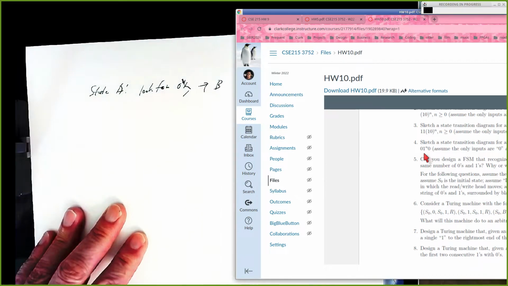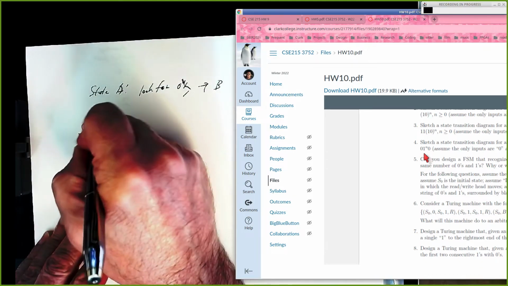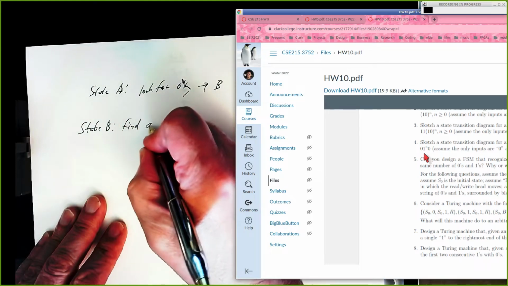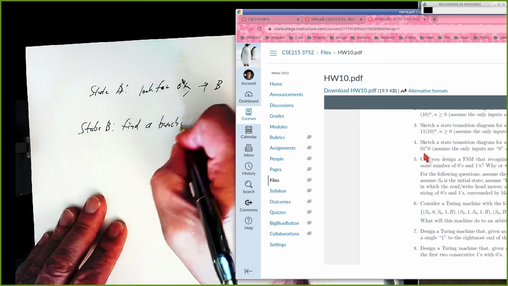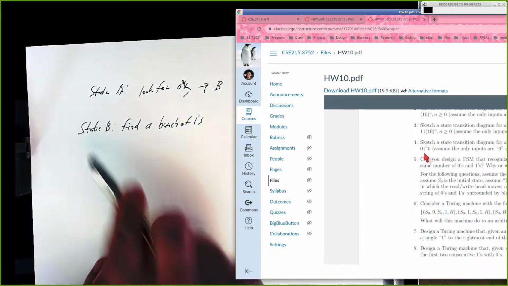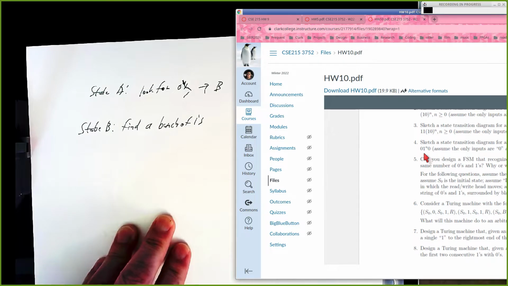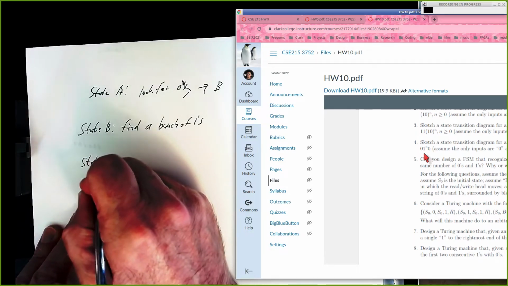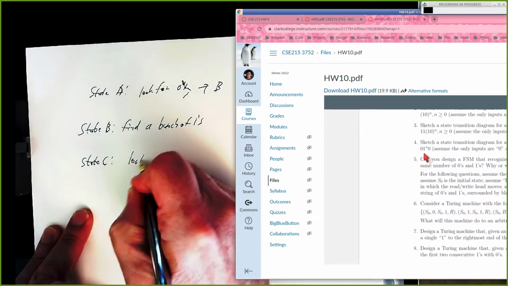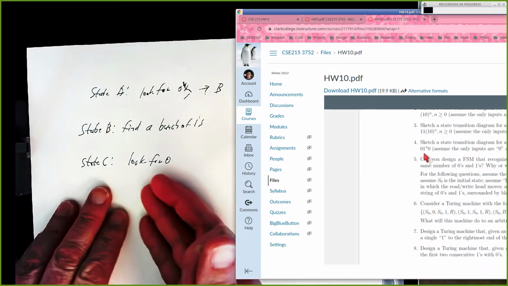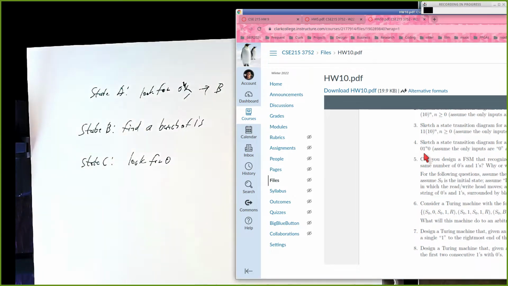And if we find a 0, we go into state B. In state B, we're looking for a bunch of 1s. So if we're in state B and we find a 1, stay in state B. If we're in state B and we find a 0, then we can go to state C. Look for a 0. If we find a 0, then we move to our recognized state and say, hey, we saw a 0, a bunch of 1s, and a 0.